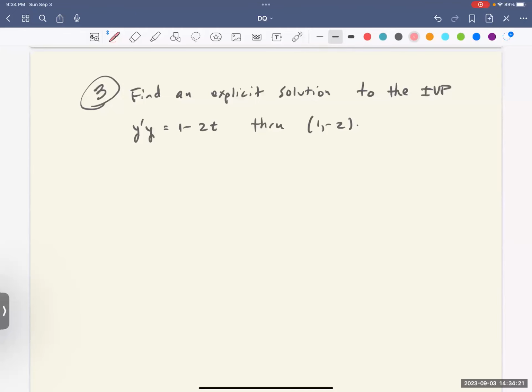Here is our third one. We have one more after this. This time we're going to find an explicit solution to the initial value problem. Here's your differential equation. Here's the initial condition. So we're going to solve the differential equation, and then to recover the constant, we're going to plug in the initial condition to change the constant from a constant to an actual value.